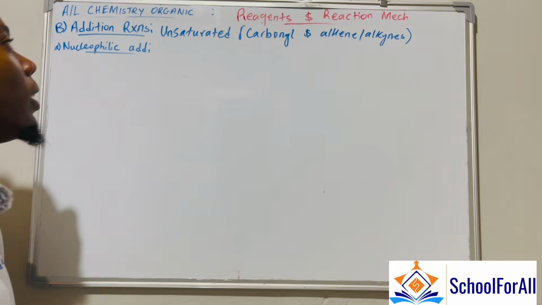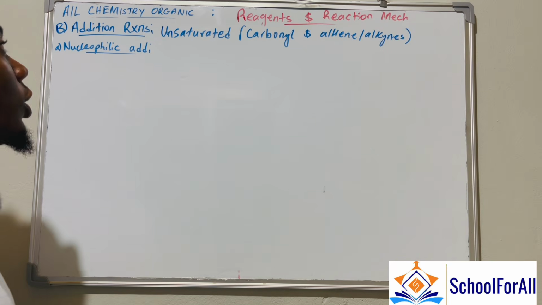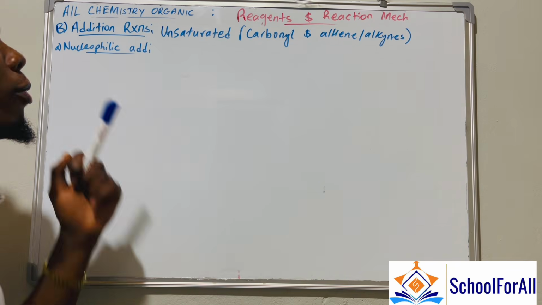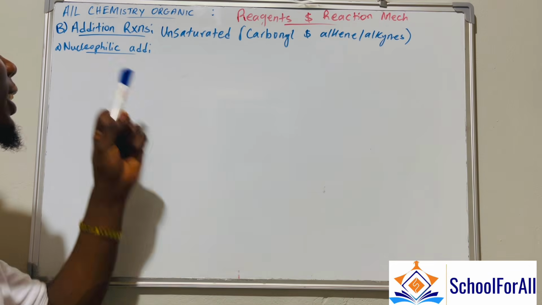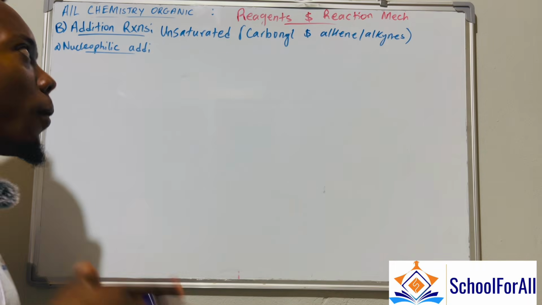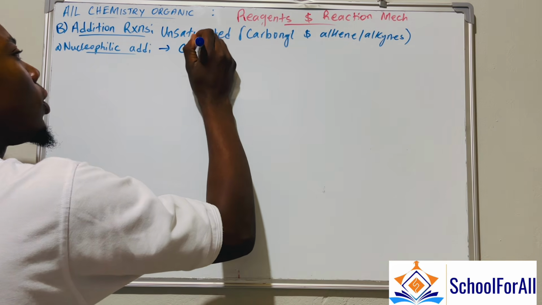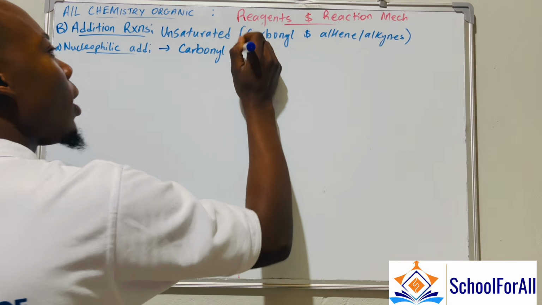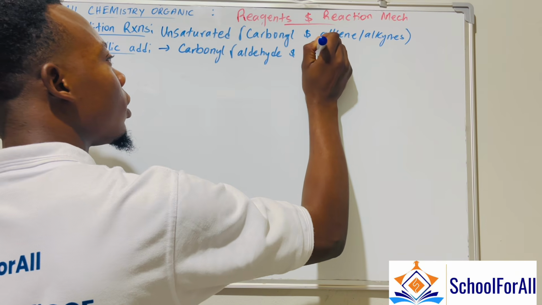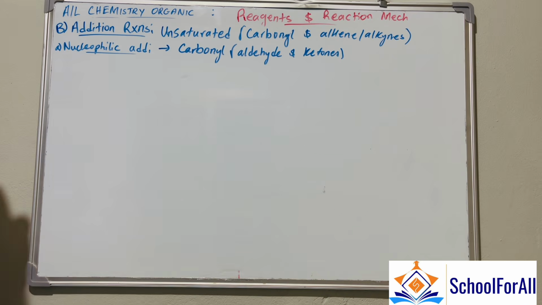So what is a nucleophilic addition reaction? A nucleophilic addition reaction is simply a reaction in which the first species to attack the multiple bond is a nucleophile. So the first species to attack the multiple bond is the nucleophile, and that is what determines that it is a nucleophilic addition reaction. Now, where does it occur? It occurs in carbonyls. When we talk about carbonyls, I hope you are aware that we are talking about aldehydes and ketones.